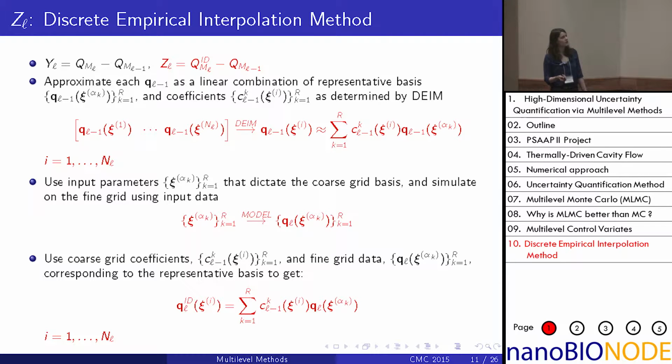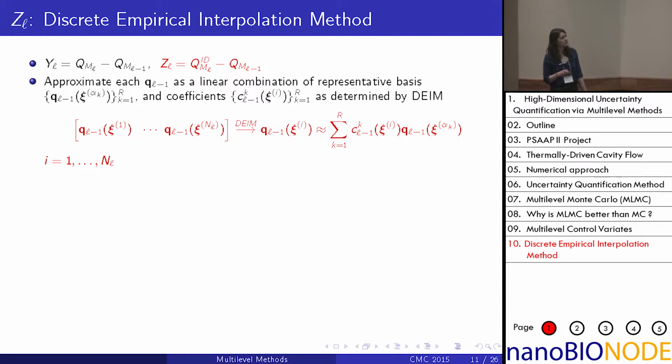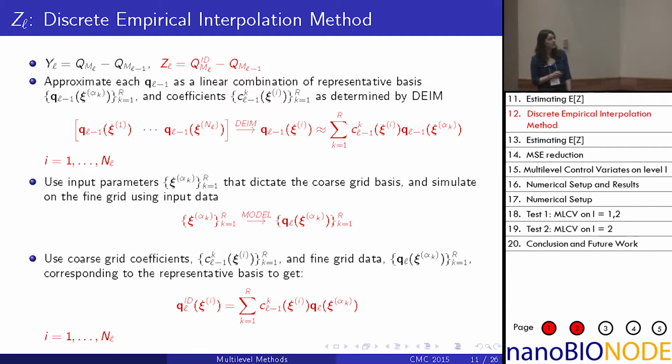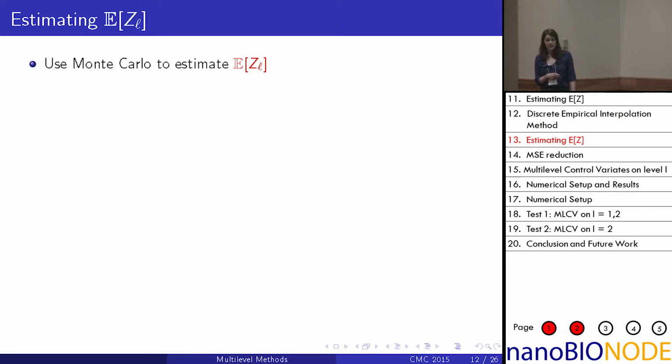If we go back, we have the Z term, and now we have this expected value of Z, which we don't know. So we're going to have to estimate this value using Monte Carlo. I should quickly point out that on our previous slide, this process is essentially free. The only extra cost is applying this DEIM process, but we're using all the same data we use for our multilevel Monte Carlo solver, or our Y_L corrections. But estimating Z_L is going to come at an additional cost.